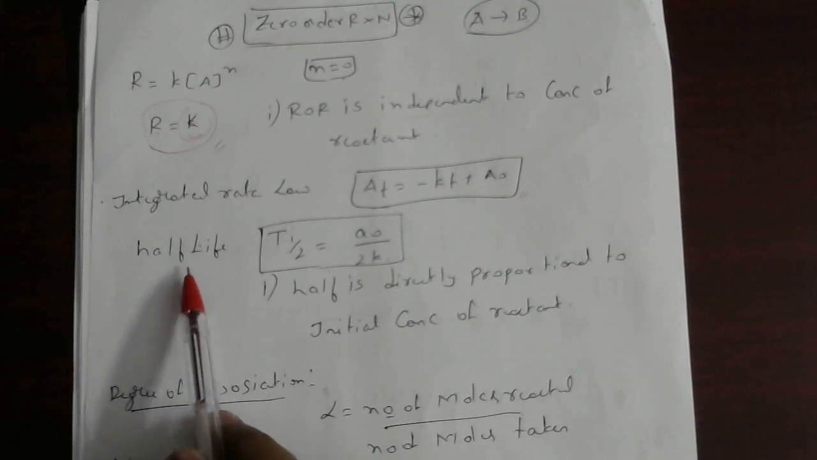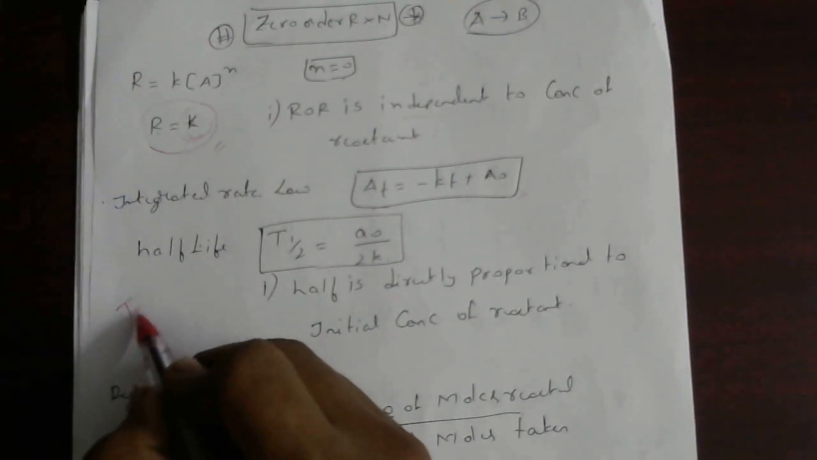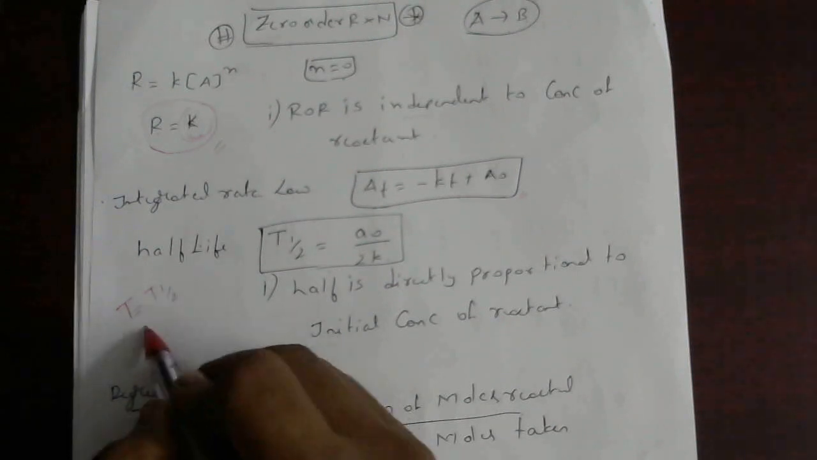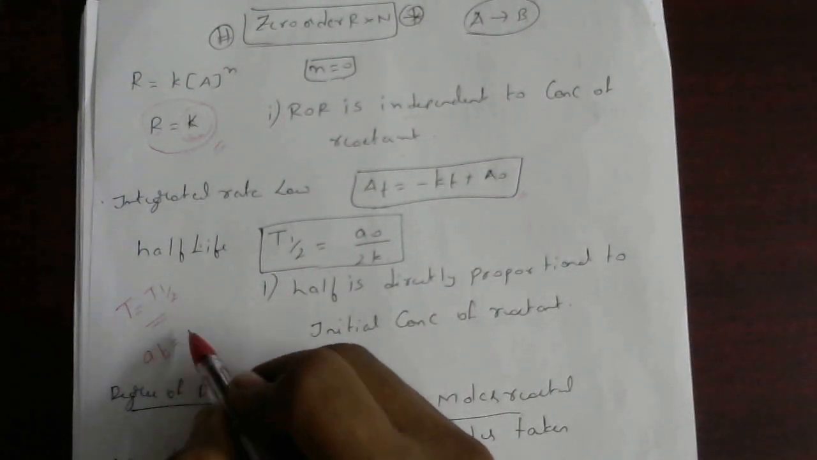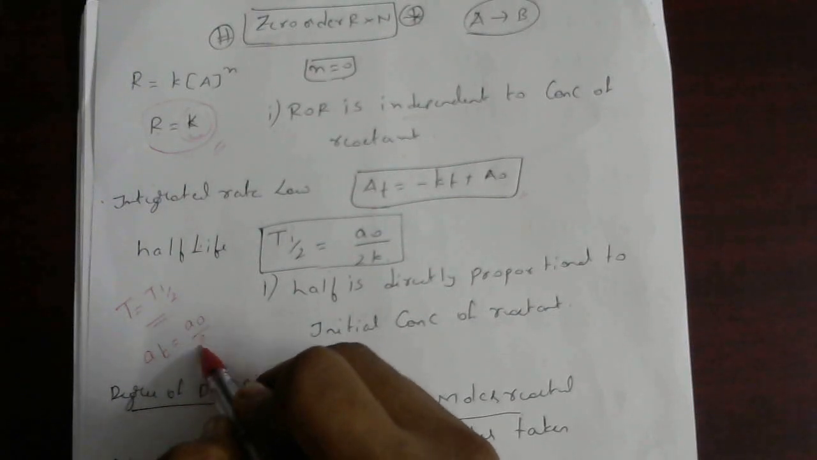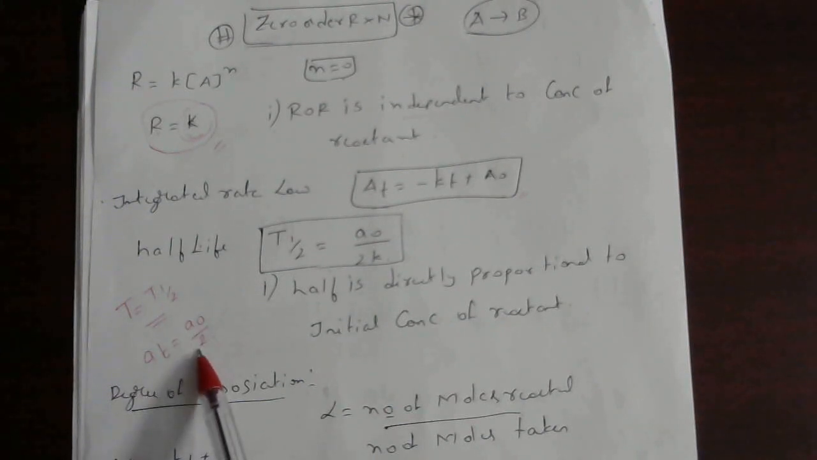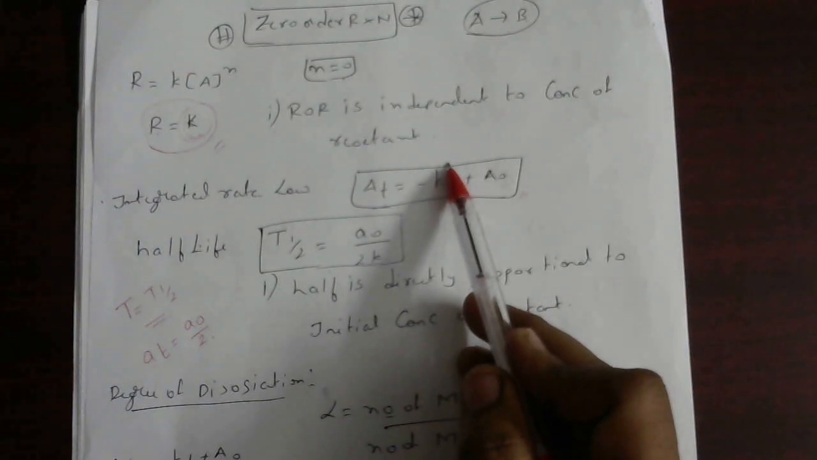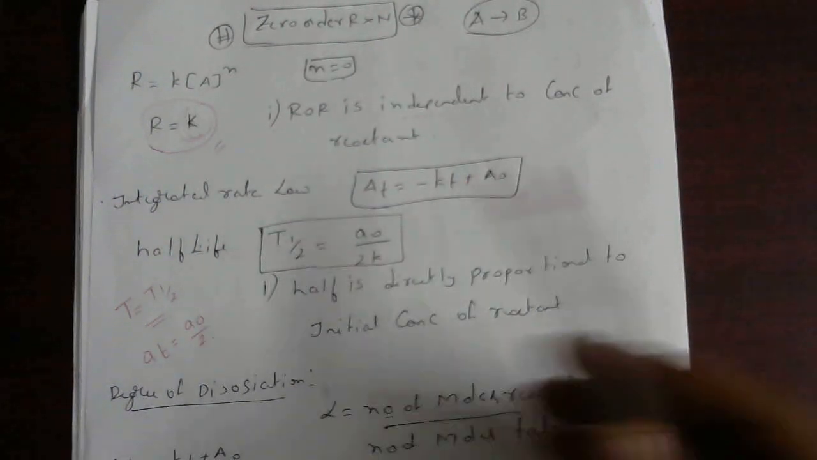And let's go to half life. Half life is nothing but the time when the concentration will become half of the initial concentration. It means you have to take that concentration which makes the initial concentration half. If you substitute these two values here, then you will be getting this formula. This is called t half.